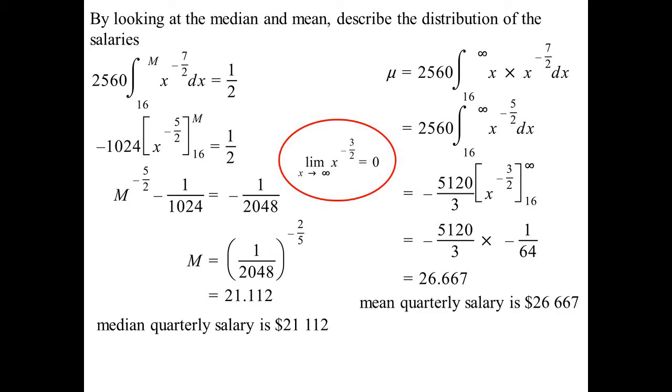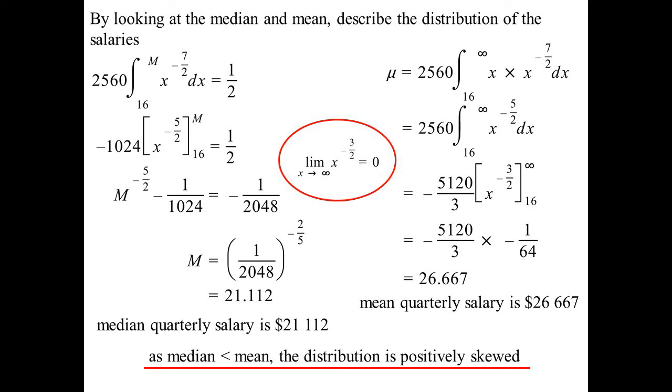So the average salary is $26,667. So the median is on the left-hand side of the average. So in other words, most of the data is below the average. Now you may recall that that's called positive skewed.